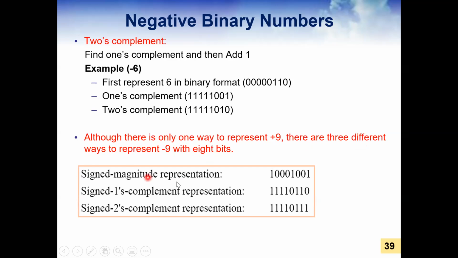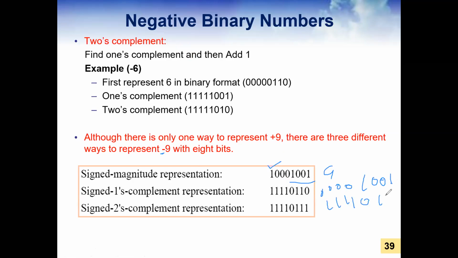Minus 9 in sign magnitude will be represented like that. What is the change here? The leftmost bit will be 1 to represent the minus sign. Else it is 9, as you know. This is one's complement: as I explained, you first write 9 in 8 bits, then take the one's complement, 1, 1, 1, 1, 0, 1, 1, 0. This is 2's complement. Is it clear to everyone?